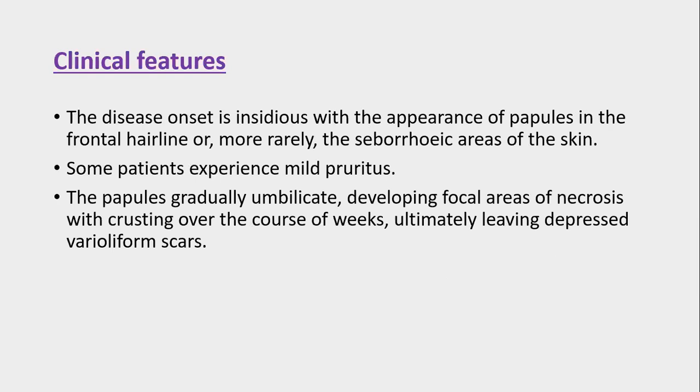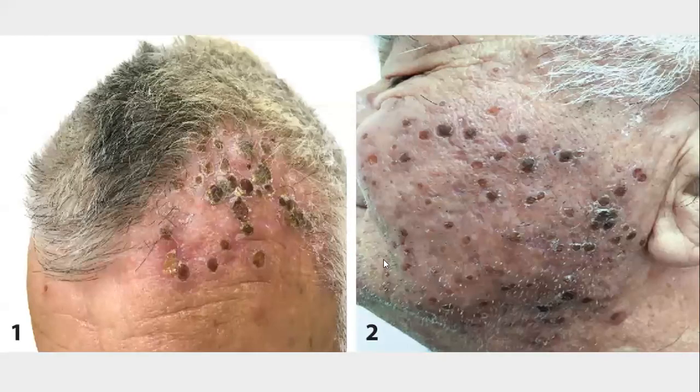The disease onset is insidious, and appearance of papules is seen first in the frontal hairline, and more rarely in other seborrheic areas of the skin. Some patients experience mild pruritus. These papules gradually umbilicate, develop first central areas of necrosis, followed by crusting over the course of weeks. And ultimately, as they heal, they leave depressed varioliform scars. So this is how acne necrotica varioliformis or necrotizing lymphocytic perifolliculitis manifests.